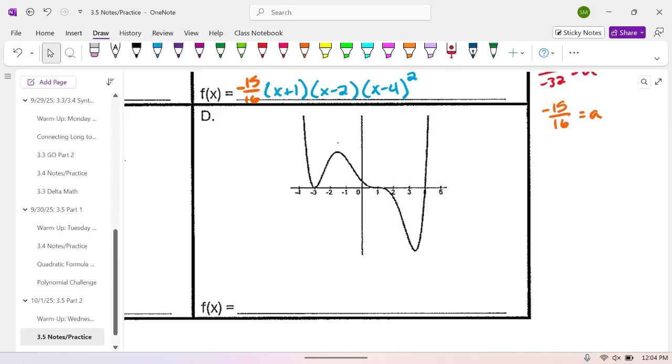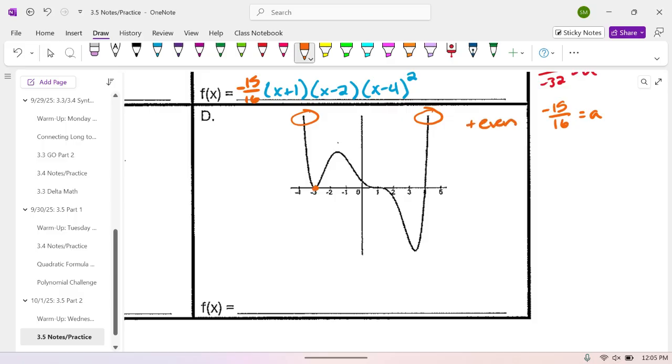Okay. So first off, Mackenzie, based off of my end behaviors, is it going to be an even function or odd function? Even, because both tails are facing the same direction. And would they be positive or negative? Positive, because they're going up. So this is a positive even.